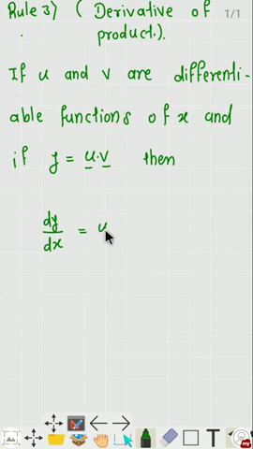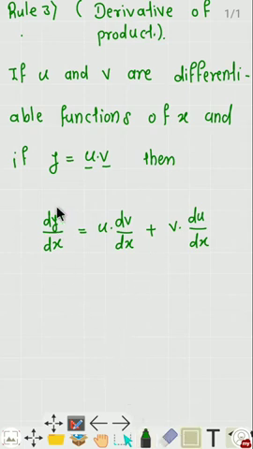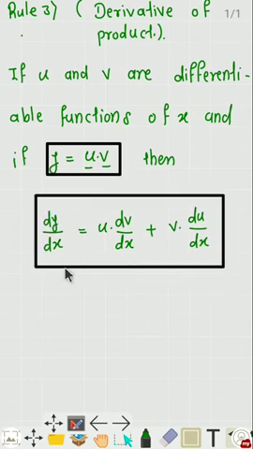Put the first function as it is and take the derivative of the second function with respect to x, plus put the second function as it is and take the derivative of the first function with respect to x. So this is the rule of differentiation of a product of two functions. Let us underline this rule. If y is a product of two functions u and v, then the derivative of y is written like this. So it is very simple.